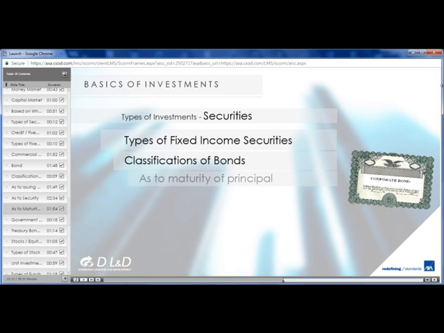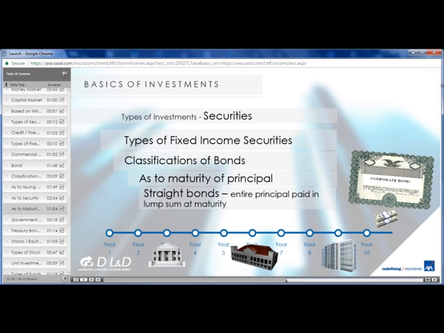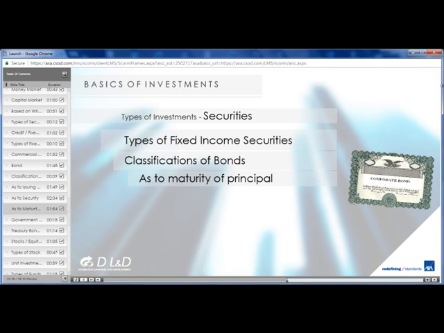Classifications of bonds as to maturity of principal. Straight bonds. A straight bond is the most basic of debt investments. It is a bond that pays interest at regular intervals and at maturity pays back the principal that was originally invested. Straight bonds are debt instruments because they are essentially loaning money to an entity. The entity, whether government, municipality, or organization, promises to pay the interest on the debt and at maturity pay back the original loan. Serial bonds.